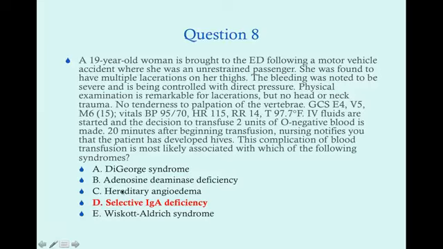So this is a complement issue, and you should know the difference there. It's pretty fundamental. But you should know hereditary angioedema. You should know all of these for the USMLE. They're all pretty important. So selective IgA deficiency is actually what this is here.